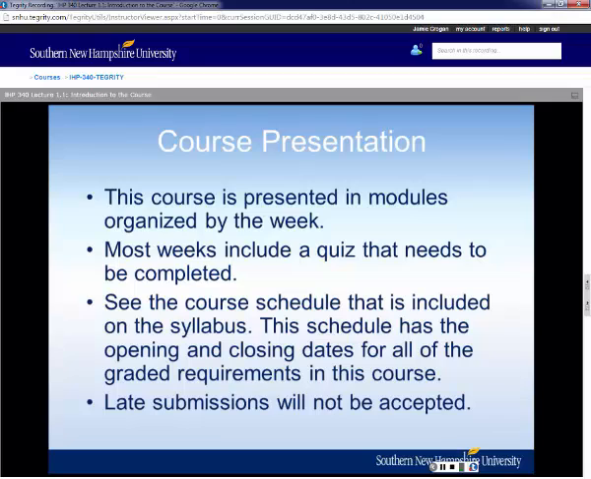This schedule has all of the opening and closing dates for all of the graded requirements in this course. Please note that late submissions will not be accepted, so it's very important to make note of these opening and closing dates for your graded requirements.